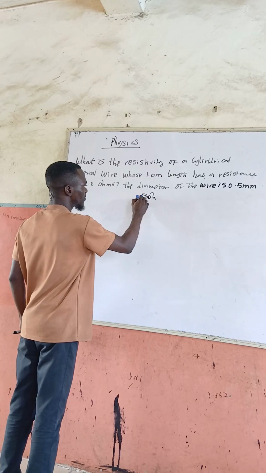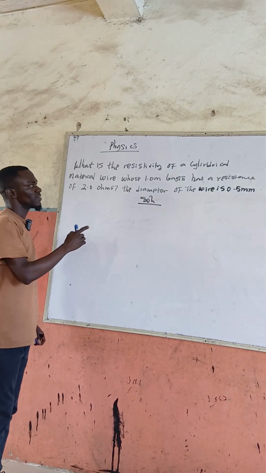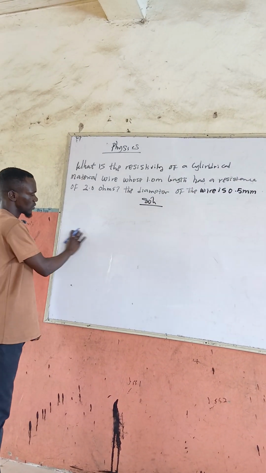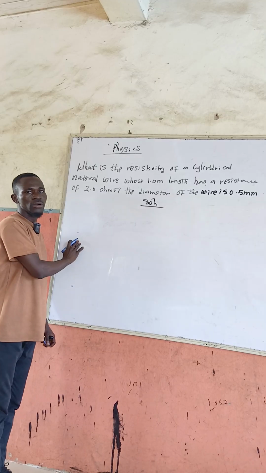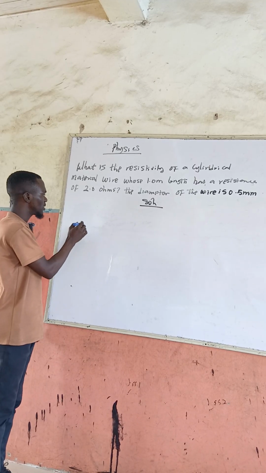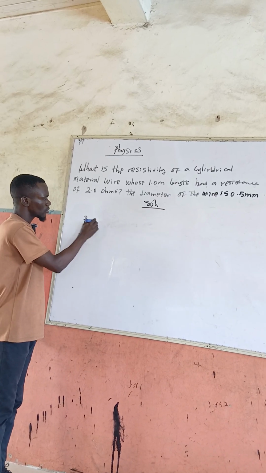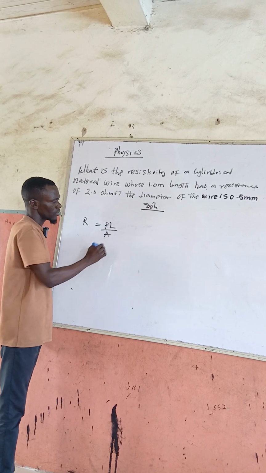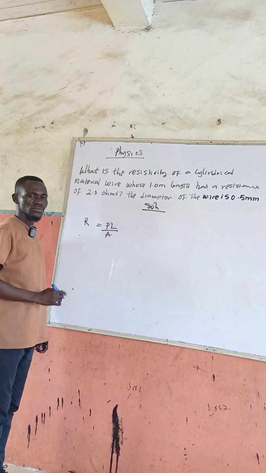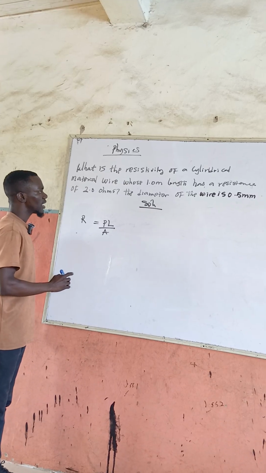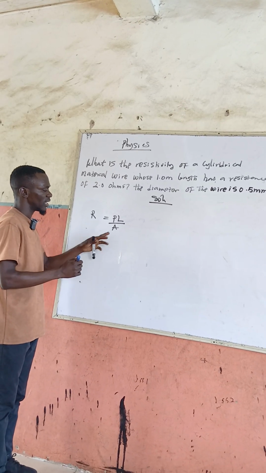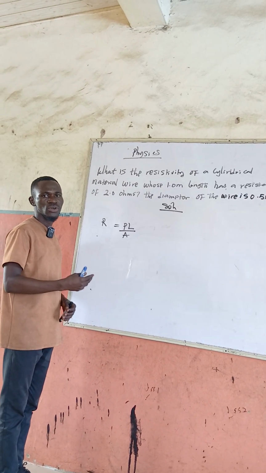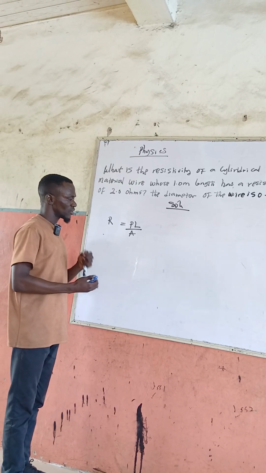We have the solution. What is the resistivity? Don't forget that, according to what I derived in our last video, resistance equals resistivity times length over cross-sectional area, right? Sometimes you will not be given the area, but they will give you the radius or the diameter.